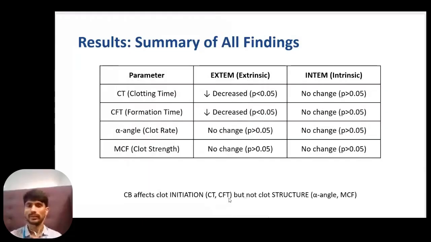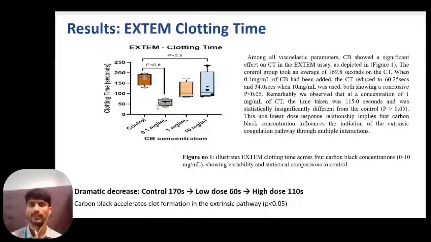The overall result summary is that carbon black affects clot initiation only; it shows decreases in clotting time and clot formation time, but not in clot structure, like alpha angle and MCF, where we can see no changes. These are the graphical representations of my results. I made 8 graphs overall, 4 for INTEM and 4 for EXTEM. So this is one example I'm putting here.